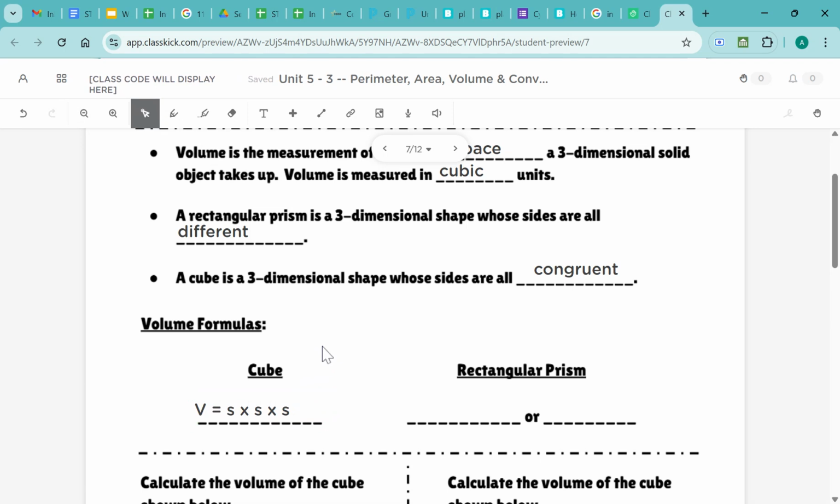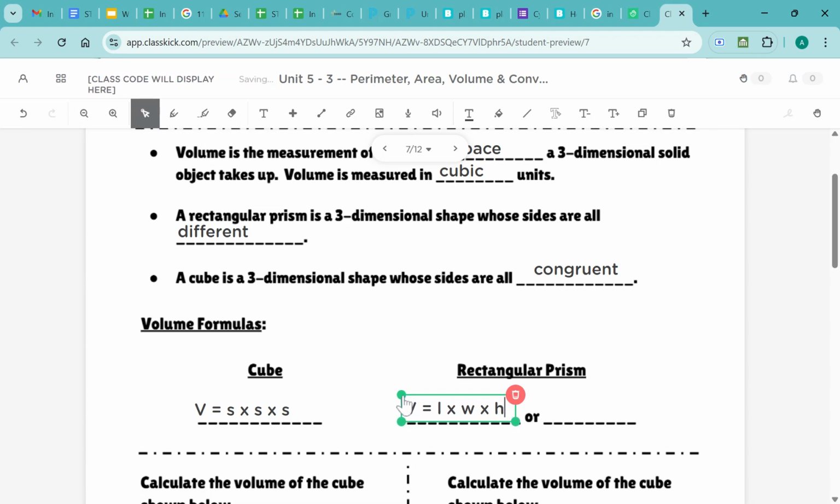Okay, so you're going to take your side and multiply that number 3 times. Rectangular prism, it gives you two options. One of them is the 5th grade easier way, and one of them you'll use more next year, but you can still use it this year too. When your sides are different sizes, that's probably going to be a rectangular prism. You can use length times width times height.